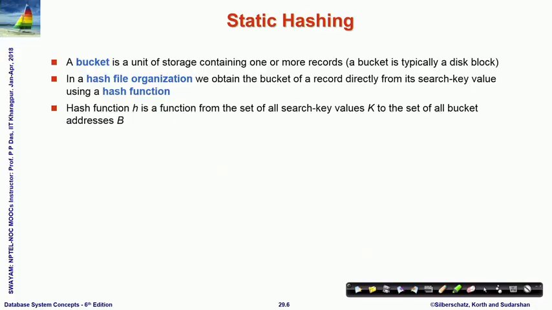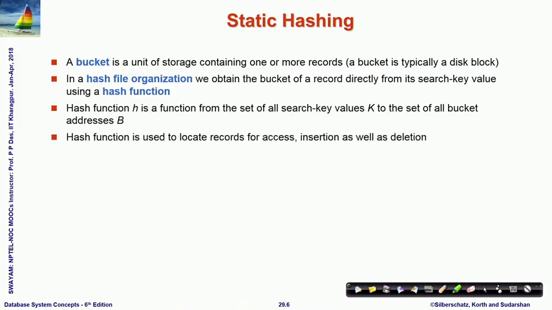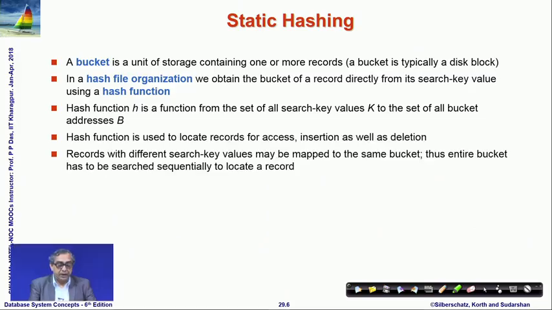This is where it becomes very different compared to the ordered indexing, for which we saw the ISAM method and the B plus tree, where we went through different index structures. Here we want to make use of a mathematical hash function, so that given the key, ideally I should be able to get the bucket in which the record containing the key exists. That is the requirement. A hash function H is a function from the set of all search key values K to the set of all bucket addresses B. It is a mathematical function, and it is used to locate the records for access, insert as well as delete.